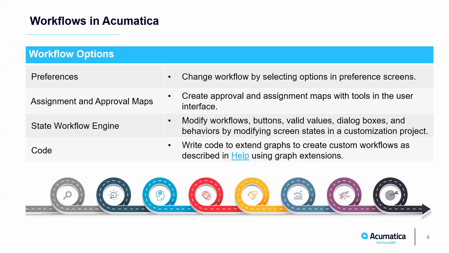Some of these are just very basic introductions, but I always get the question, what can I do in workflow in Acumatica, especially in the sales process? And honestly, there's a lot of things. You have preferences, which are just check boxes within the preferences screens, and that impacts workflow. You have assignment and approval maps. I have one slide that shows how that fits into everything. And then we have the state workflow engine.